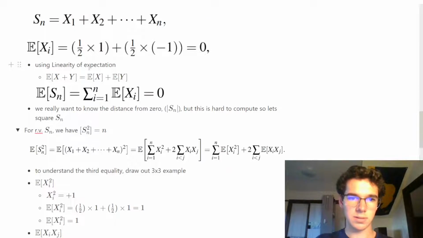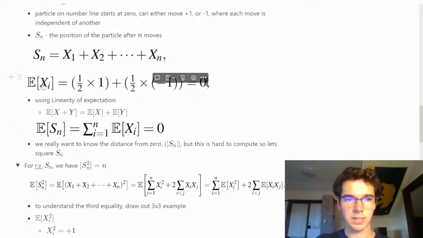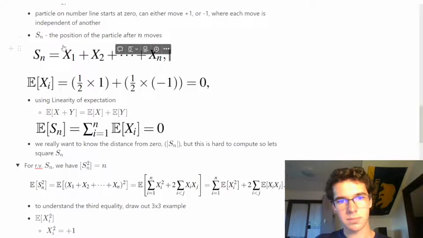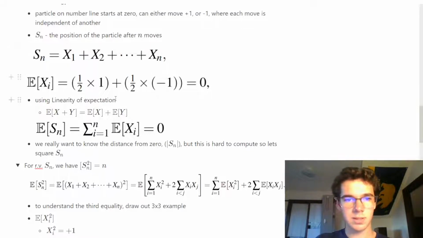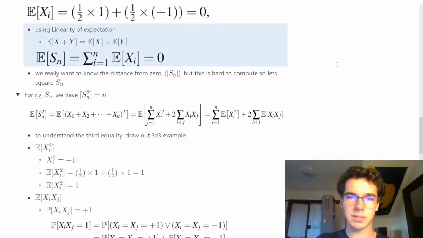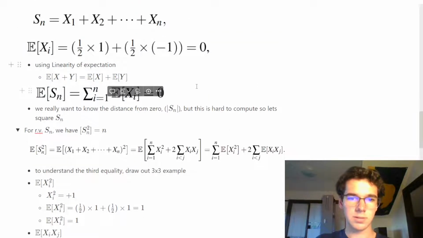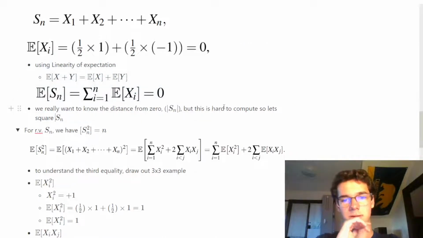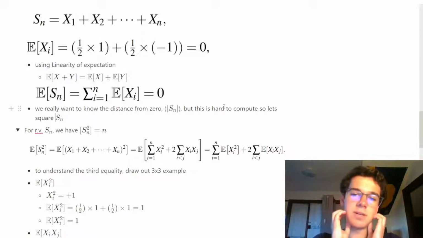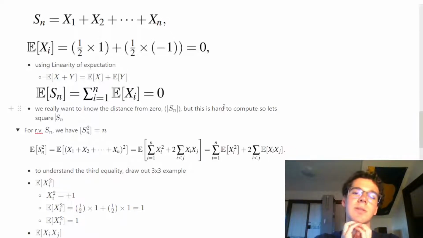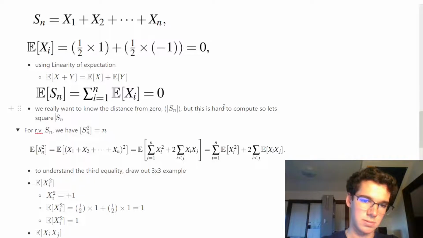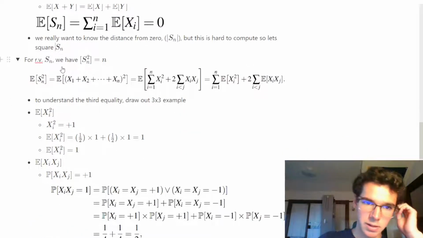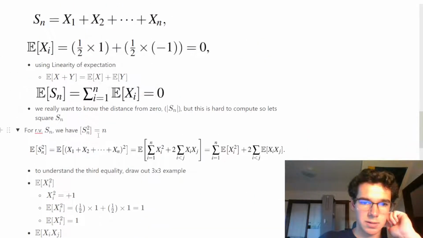Using linearity of expectation, we can simply apply the expectation to each term in this sum. And if we sum up a bunch of zeros, we're going to get 0. So that's what that comes out to. But something they slide in is that we want to know the distance from 0, but the absolute value is hard to compute, so we're just going to take the square.